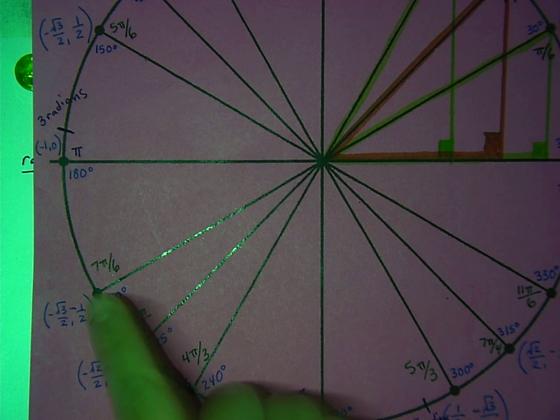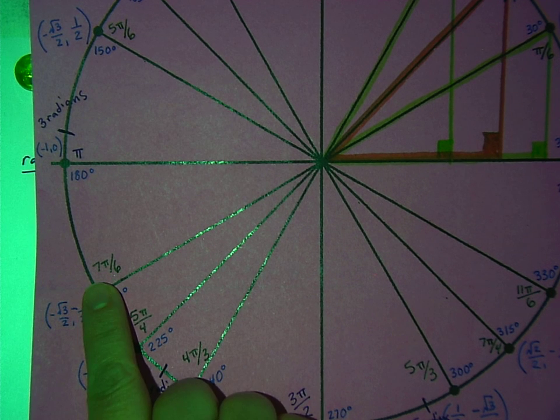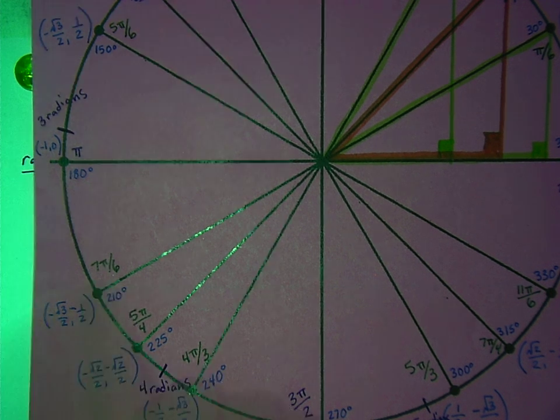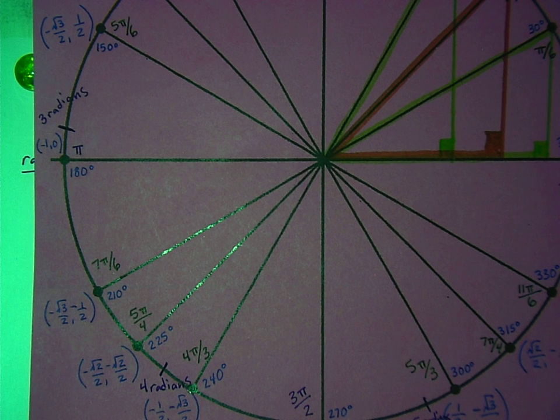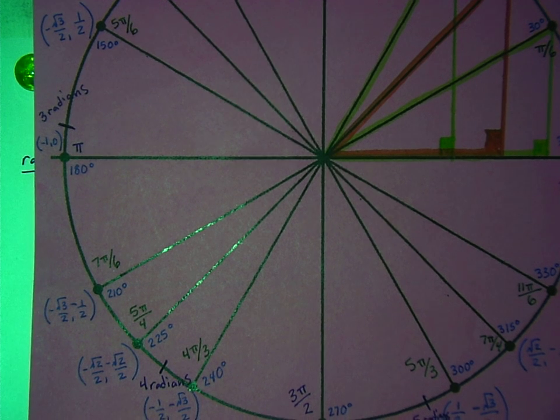Okay. So 7 pi over 6, and we're looking for the sine. What's the sine of 7 pi over 6? It's going to be -1/2. Negative 1/2, because that's the y value.